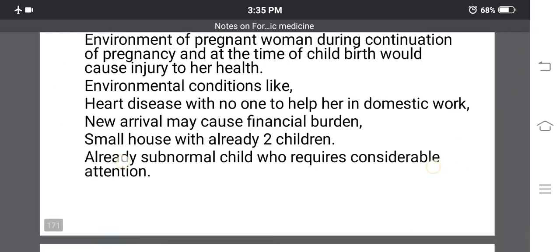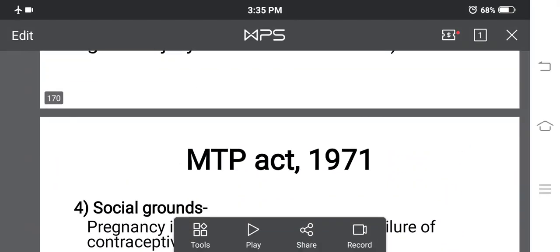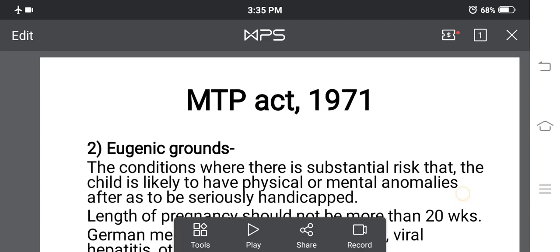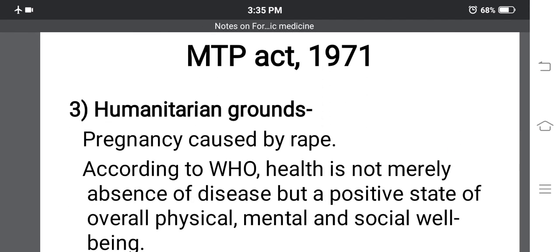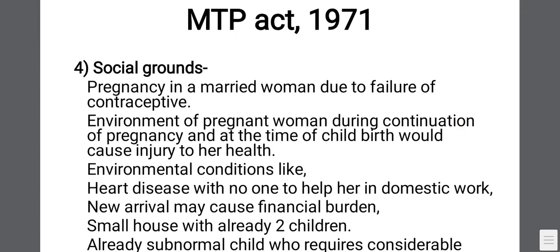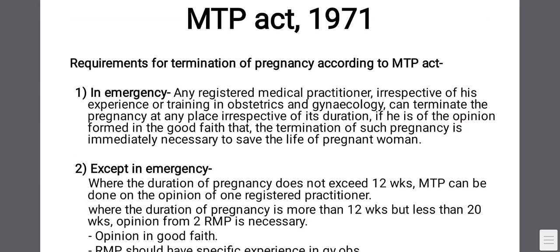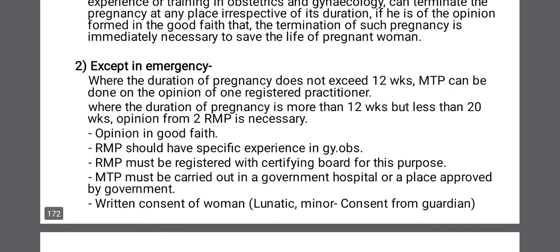So when the MTP Act is asked as a 5-mark short note, you will have to mention all these 4 grounds: therapeutic ground, eugenic ground, humanitarian ground, and social ground. And also you will have to mention who can perform the MTP and where the MTP can be performed. In emergency there is no rule, but in planned MTP you will have to follow certain rules and regulations to conduct the safe termination of pregnancy.